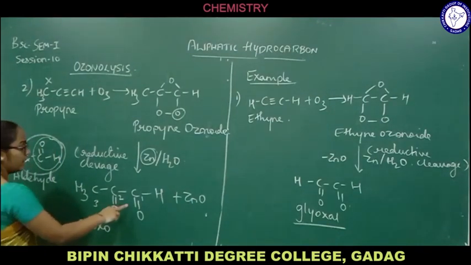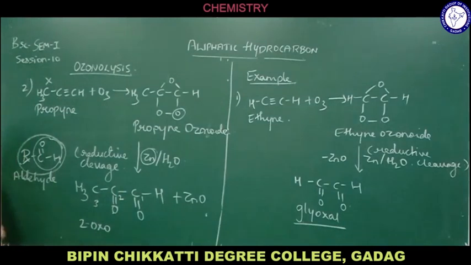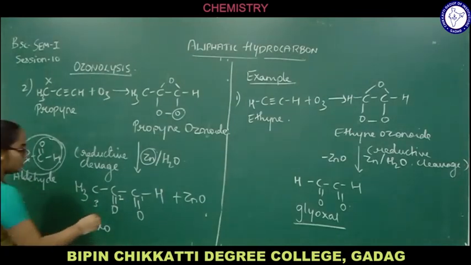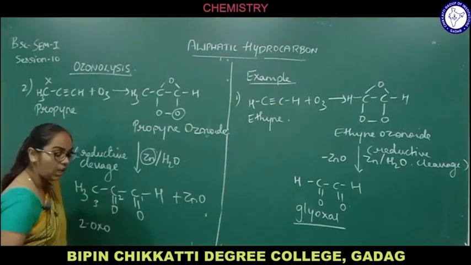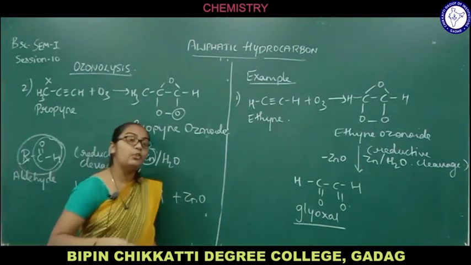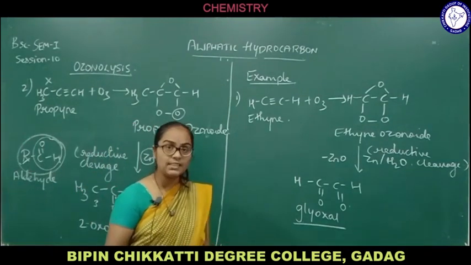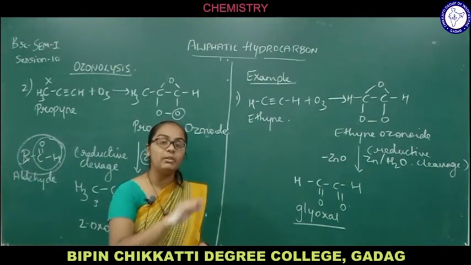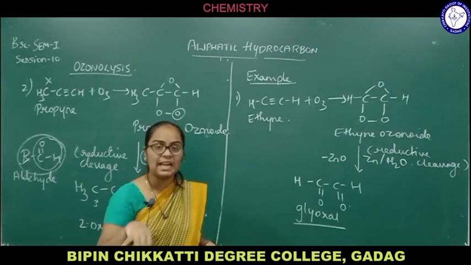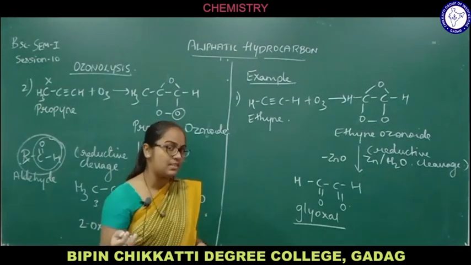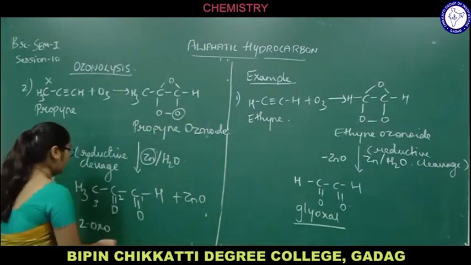Now how many carbons are there in total? There are 3 carbons present over there, right? So in those 3 carbons, the name for this kind of aldehyde becomes propanal. Propanal means, from the parent alkane propane, the E of the parent alkane will be removed and the suffix Al will be added, which you studied in your 12th standard, right?